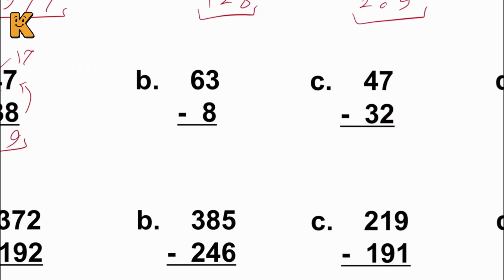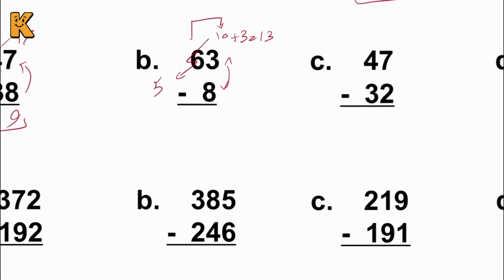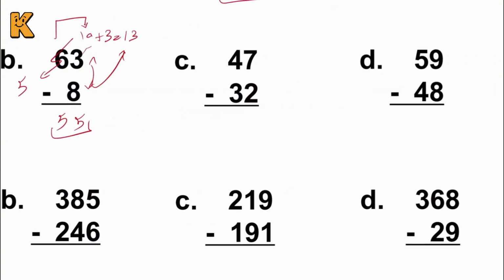63 subtracted by 8. Again, I cannot do that, so I have to borrow a number out of 6. Move it to the next part, which is going to be 10 plus 3 is equal to 13. 8 subtracted by 13 is going to give me what? It's going to give me 5. I do have another 5. Put it beside it. I do have 55.